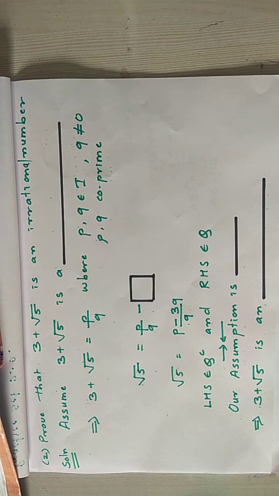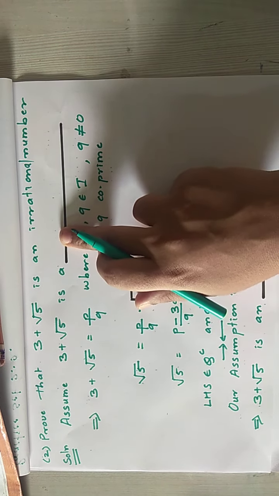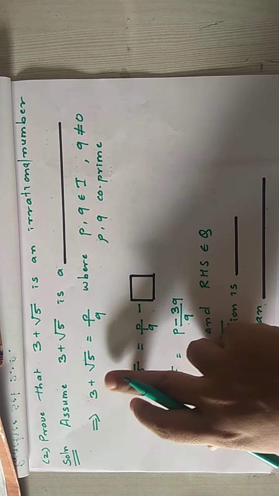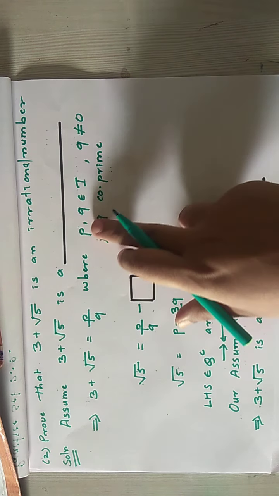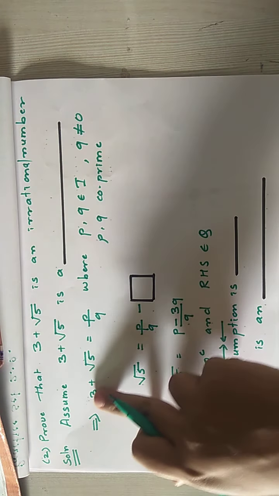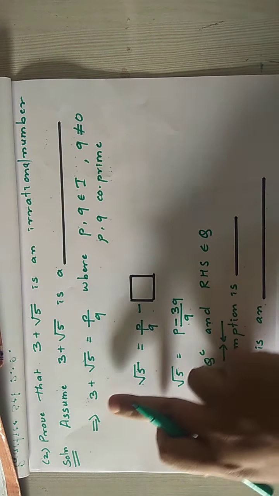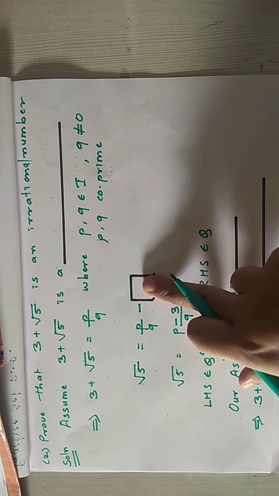Now again we start with the contradiction method. Assume that 3 plus root 5 is a rational number. The moment you say rational number, you apply the definition over here. 3 plus root 5 is equal to p upon q, where p and q belong to integers, q not equal to 0, and p and q are co-prime. Whatever integer terms are there, we shift to the other side. Root 5 remains here, and 3 goes to the other side, so it will be p upon q minus 3.